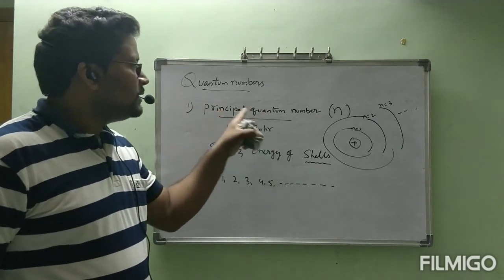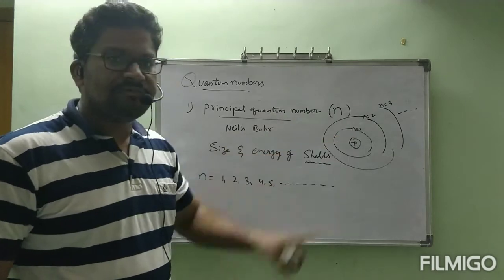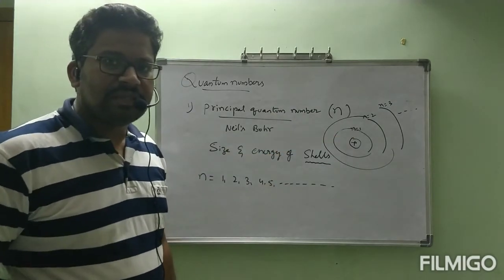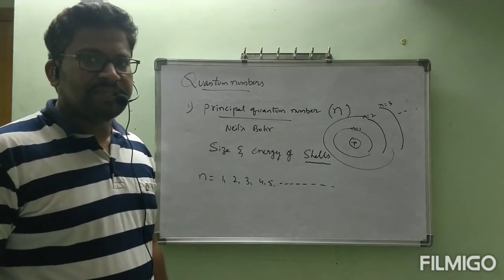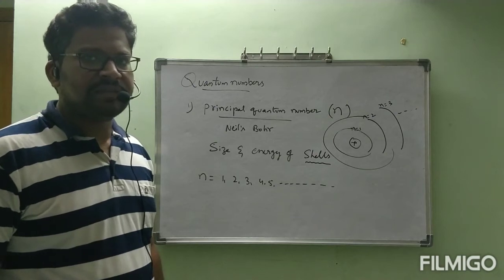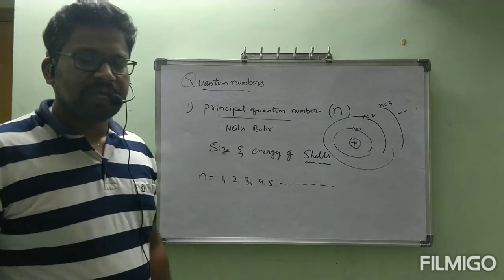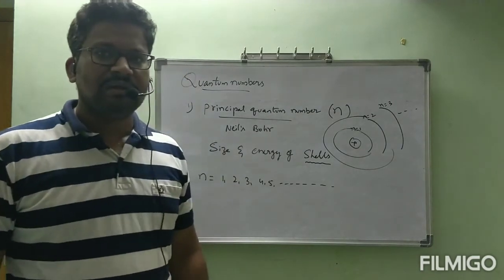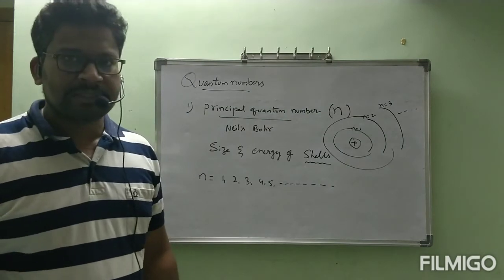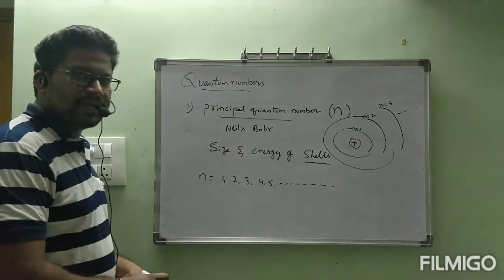Principal means main quantum number, a fixed number. If an electron is present in the first orbit, it is fixed with n value 1. If an electron is present in the second orbit, it is fixed with n value 2. If it is present in the third orbit, it is fixed with n value 3. Like that, if an electron is present in the fifth orbit, it is fixed with n value 5. Like that it is fixed with some constant principal quantum numbers. Okay, this is about the first quantum number. Next, we will go for the next one, the second.